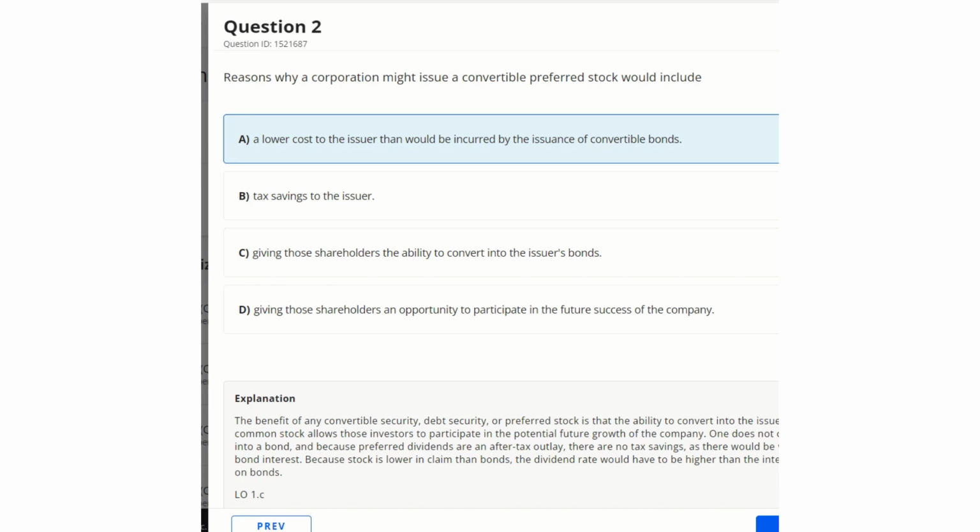The answer would be D, giving opportunity to participate. The benefit is the ability to convert into the stock later, allowing those investors to benefit from the growth. It never converts to a bond. There are no tax savings since it's paid after tax, whereas bonds have interest, and stock is a lower claim than bonds, so the dividend rate would be higher.